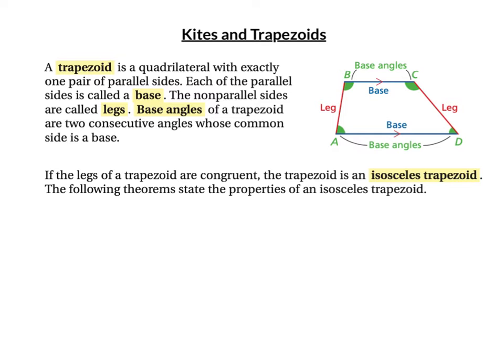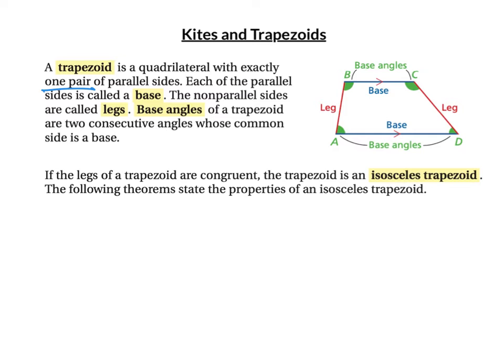A trapezoid is a quadrilateral with exactly one pair of parallel sides. It can't have two pairs. It has exactly one. Each of the parallel sides is called the base. BC is a base and AD is a base.